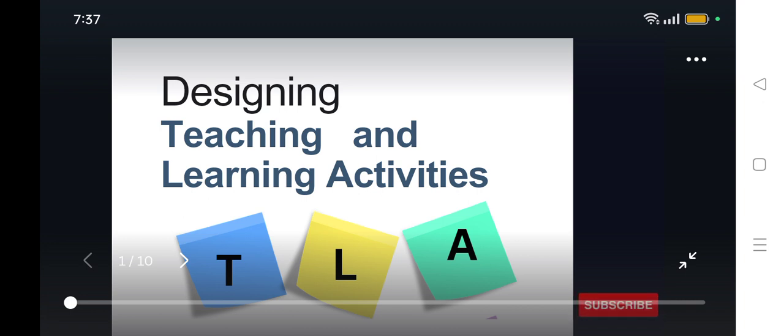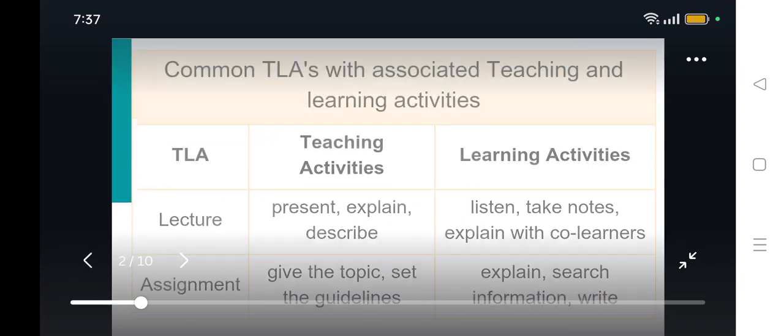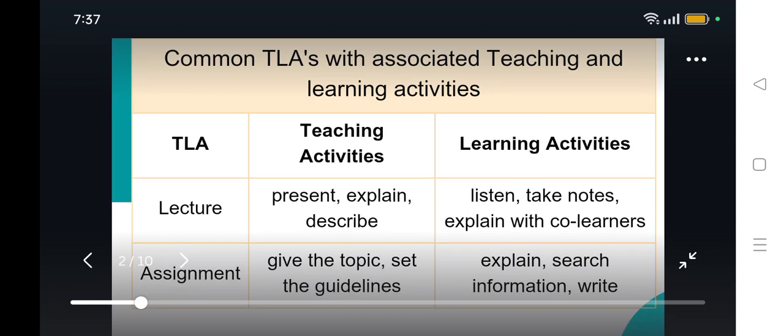Now, this is TLA. Please consider two components here. We have the T and we have the L. So T stands for teaching and L stands for learning. So we'll be talking about teaching and learning activities. Now, we have this example of a table that shows common TLAs with associated teaching and learning activities. TLA here is similar to the old heading, which is the teaching method.